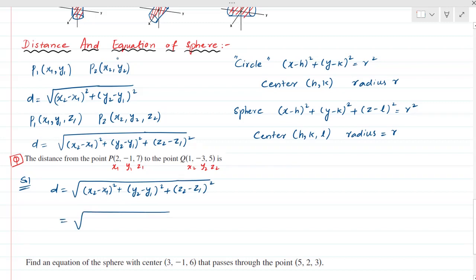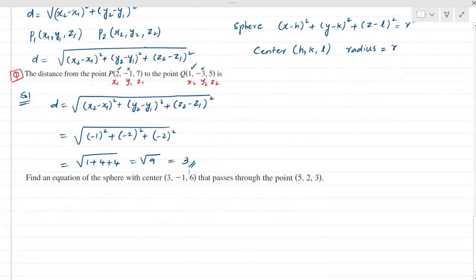Now let us subtract. 1 minus 2 is equal to minus 1, whole square. Then the next one: 3 minus of minus 3, minus of minus is plus, so you will get 2 whole square, plus 5 minus 7 which is minus 2 whole square again. Therefore the value will be the square root of 1 plus 4 plus 4, which is the square root of 9, which is equal to 3. So the distance between the 2 points is 3 units.